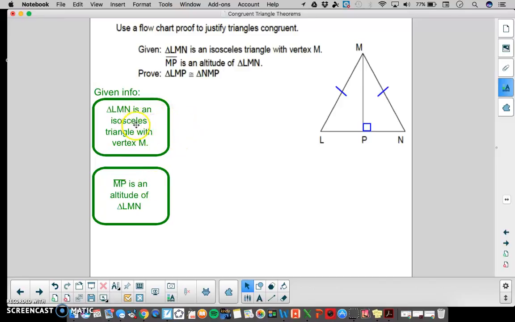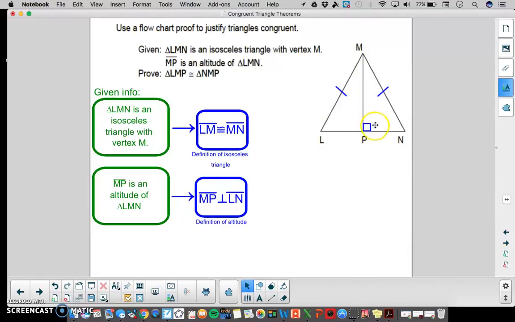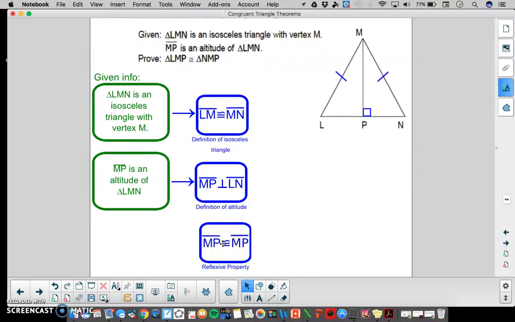Now, triangle LMN being isosceles means we know which sides are going to be congruent. So I know side LM is going to be congruent to side MN by the definition of an isosceles triangle. MP being the altitude means we know that MP is perpendicular to PN. So we know we have a right angle. Now, we also know that MP is a shared side for those triangles. So I can also state that MP is congruent to MP by the reflexive property.